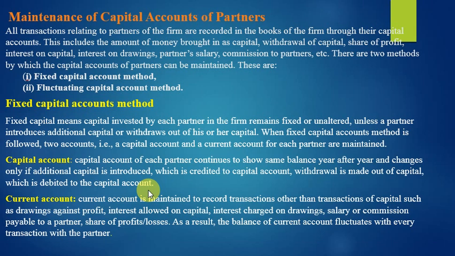Now comes the current account. Current account is maintained to record transactions other than transactions of capital, such as drawings against profit, interest allowed on capital, interest charged on drawings, salary or commission payable to partner, their share of net divisible profit or losses. As a result, the balance of current account fluctuates with every transaction with the partner individually.